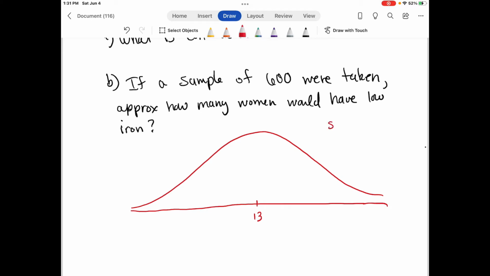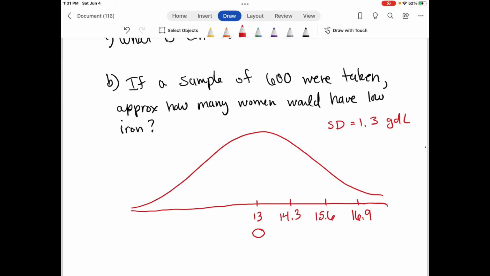Now, if each standard deviation represents 1.3 g/dL, then when we go out 1 standard deviation to the right, I'm going to add 1.3 to 13, and that will give me 14.3. If I go out another standard deviation, I add another 1.3, which will give me 15.6. And if I go out 1 more standard deviation, I add another 1.3, and that's going to give me 16.9.